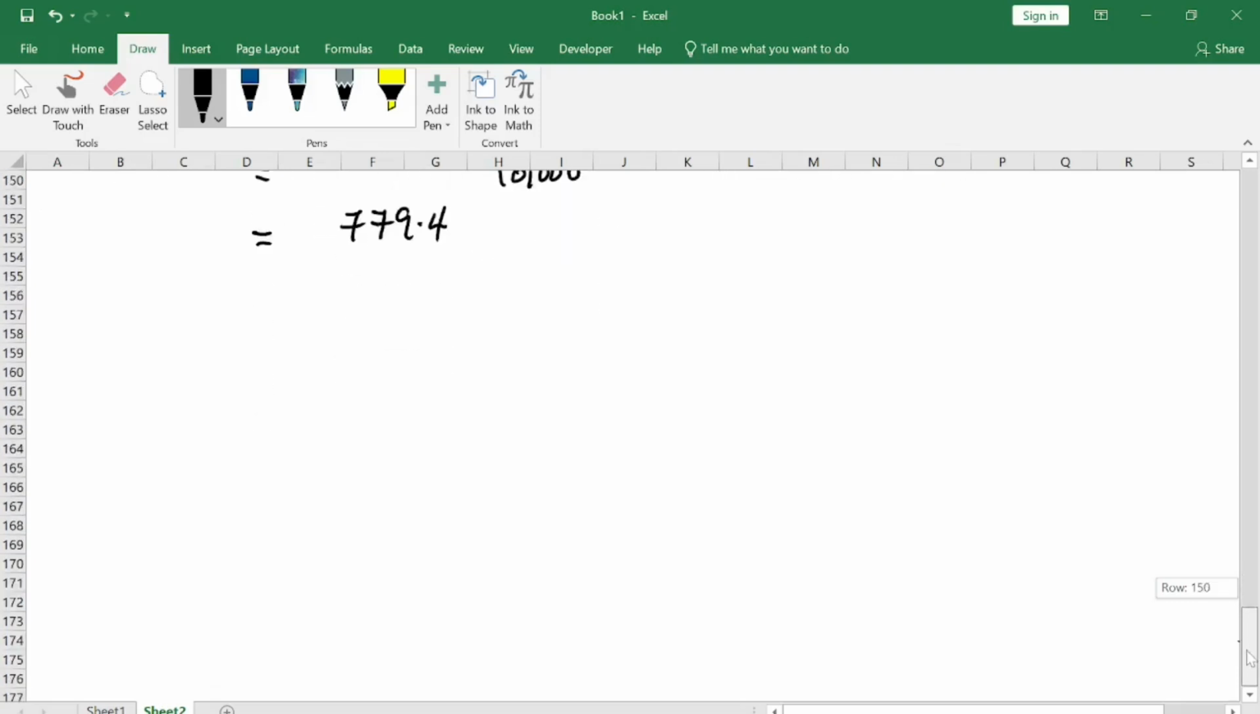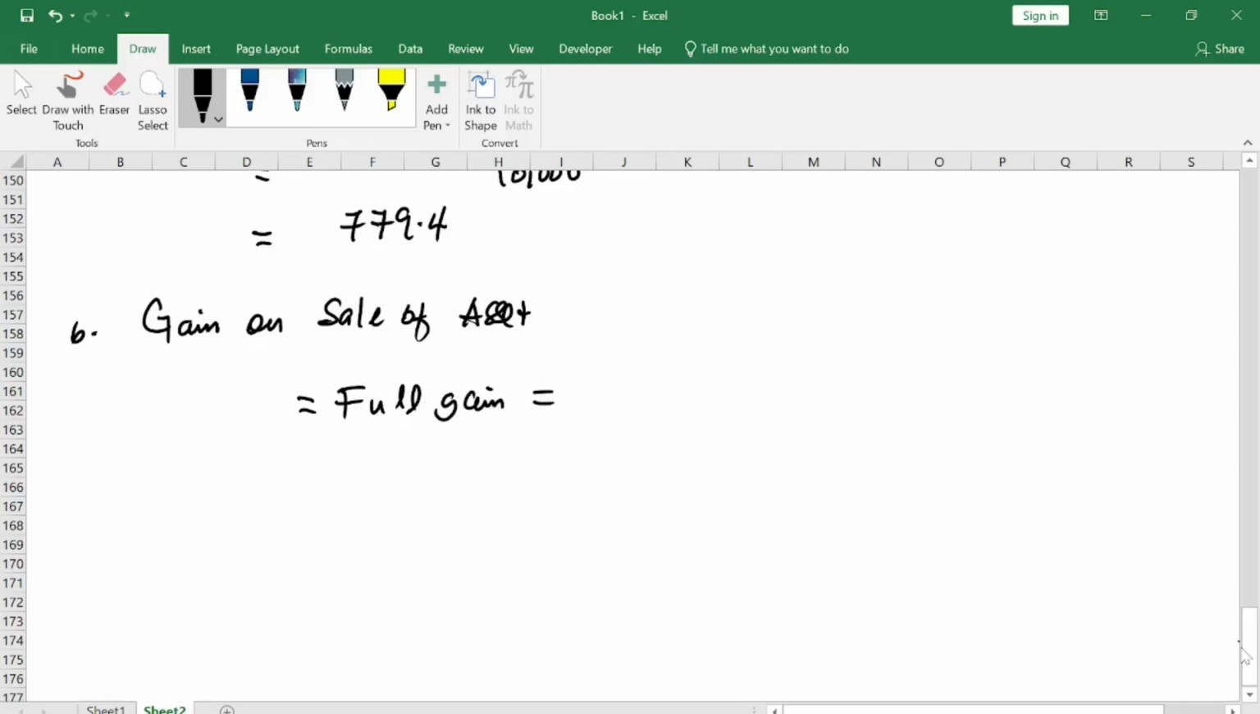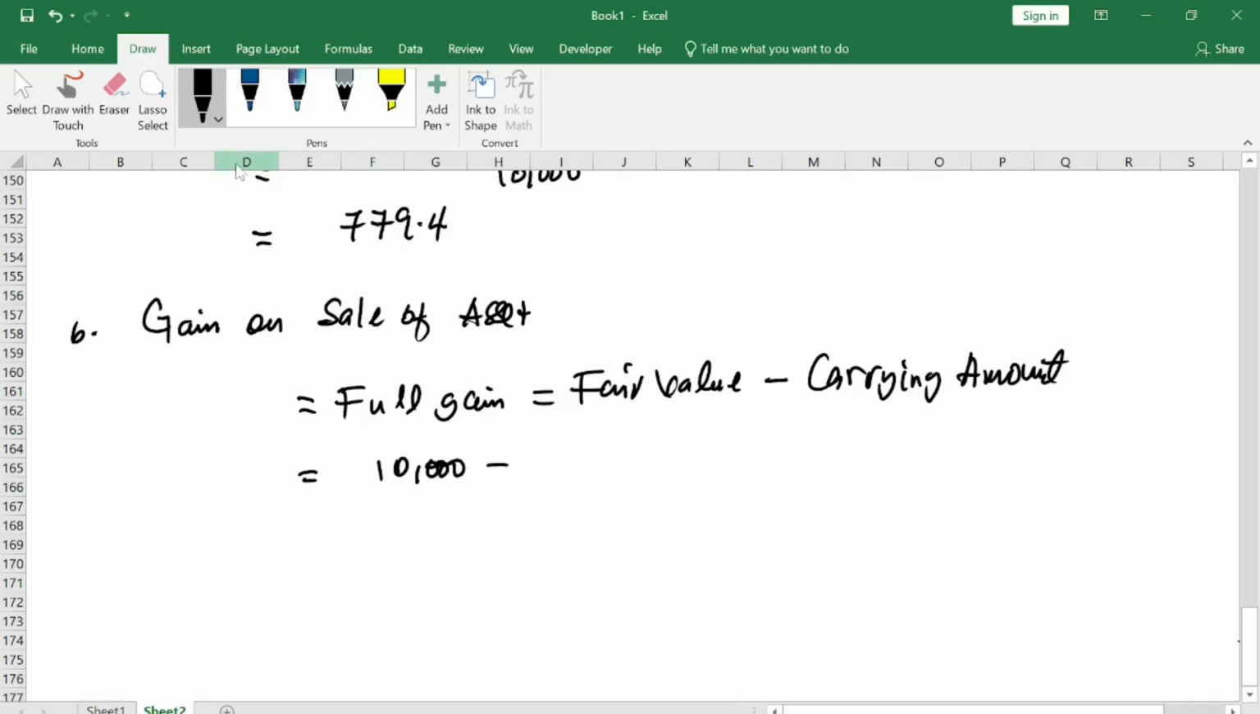Now let's move to our point 6. Now let us look for whether there's a gain on sale of assets. The lessee sold the assets. Did he lose or did he gain? So that one too follows a process. First find the full gain. The full gain is your fair value of the asset minus the carrying amount of the asset. All right, so in this instance, the fair value is how much? The fair value is 10,000 and the carrying amount is 6,000. So here the gain is 4,000.